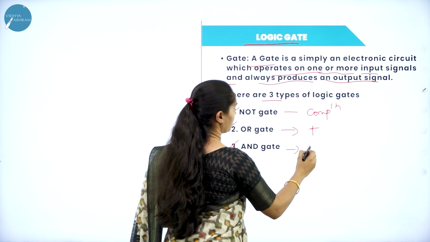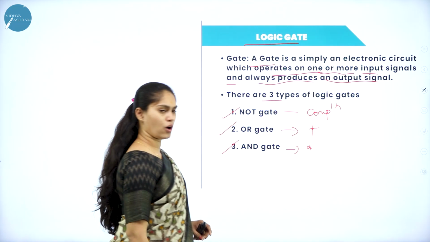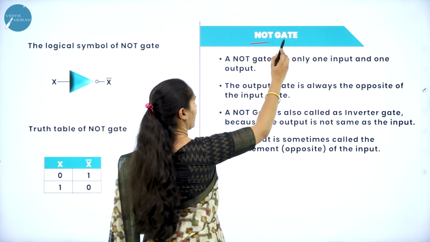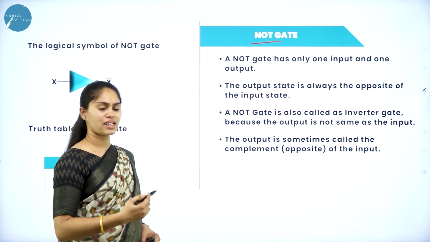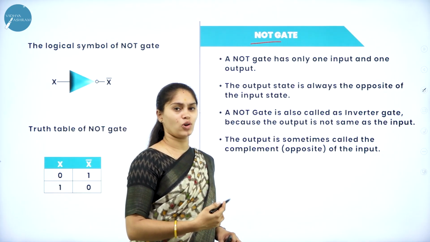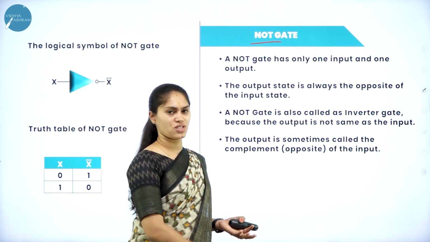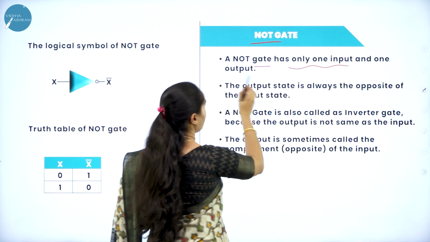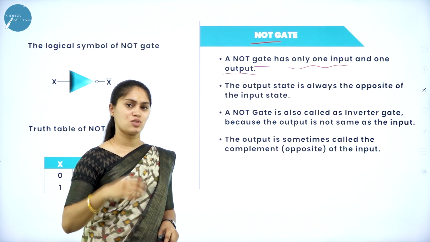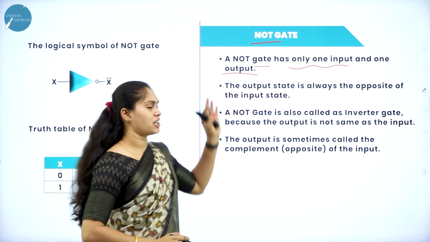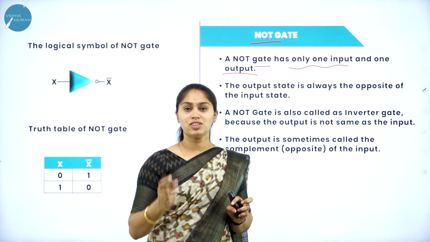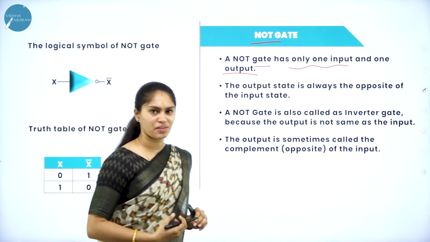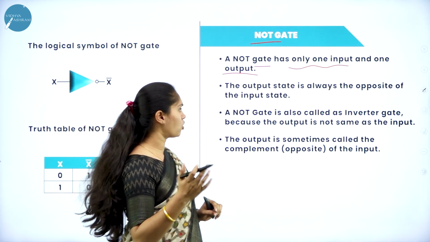This AND gate is related to multiplication or a product. We'll see the first type, that is related to the NOT gate. So here we have to talk in terms of gates. That means it will operate on an input signal and an output signal. The NOT gate has only one input signal and only one output signal. So if I am talking with respect to variables, it deals with only one variable. It takes only one input signal and produces only one output signal.